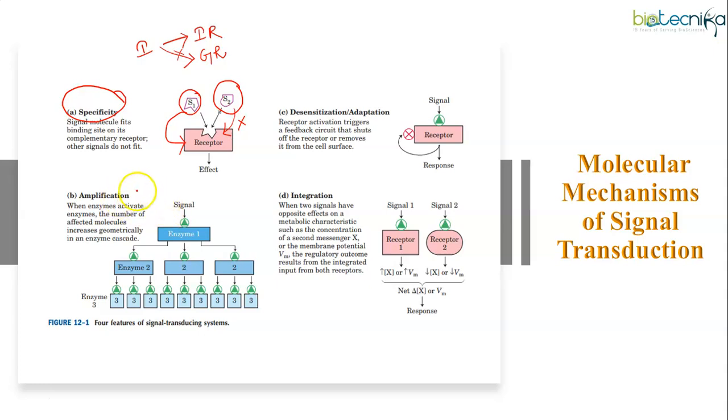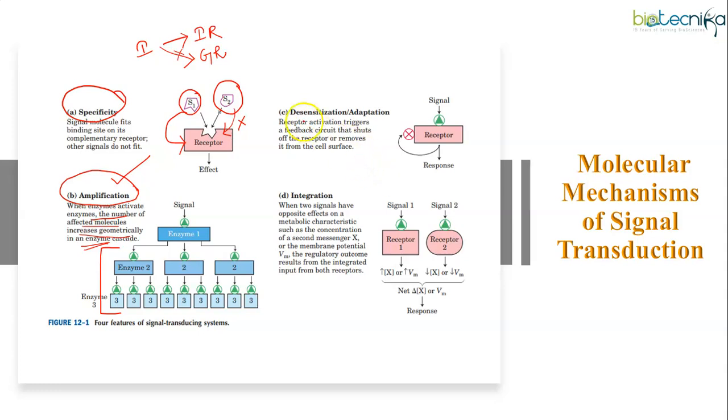Second, once a signal binds to the corresponding receptor, downstream proteins will be activated. It is not a single molecule getting activated, but a collection of molecules, which could be proteins or enzymes. That is known as amplification. That is, the number of affected molecules increases geometrically in an enzymatic cascade.